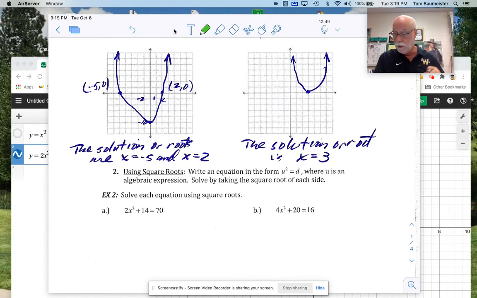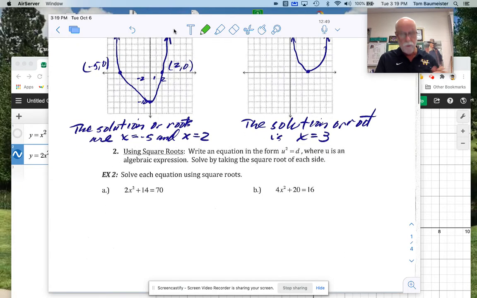So if there's no x term, we kind of just solve the way we used to do in Algebra 1. So I'll subtract 14. So I'll get 2x squared is equal to 56. Then I'm going to divide through by 2. If I do that, I'll get x squared is equal to 28. And remember, to undo a square, we square root it.